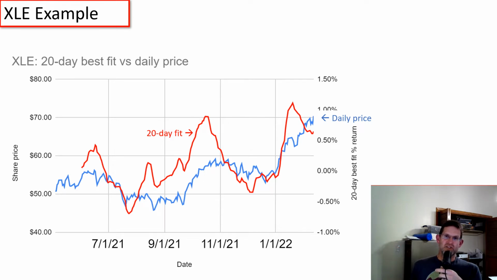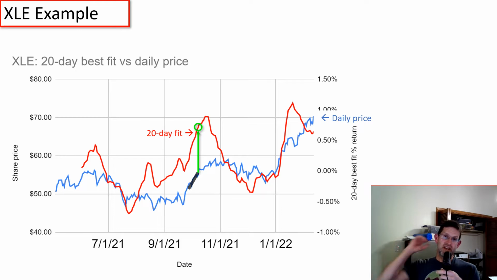So here's a result of doing the 20-day best linear fit to price data for XLE, which is the energy sector ETF. The jagged blue curve is the daily price data, while the red curve is the 20-day best fit slope.